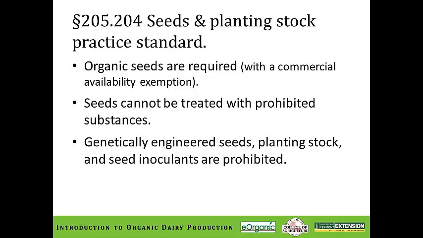205-204 details the requirements for seeds and planting stock. And the sections of this part which are going to apply to dairy farms or livestock operations are that organic seeds are required. There's an exemption to this in that if the variety or the quantity of seed that a farm wants to use is not available organically, then they are allowed to use a non-organic seed. However, those seeds cannot be treated with a prohibited substance such as a fungicide. And in addition, if non-organic seed has to be purchased, it cannot be genetically engineered, and so proof that it was non-GMO seed will also be required.